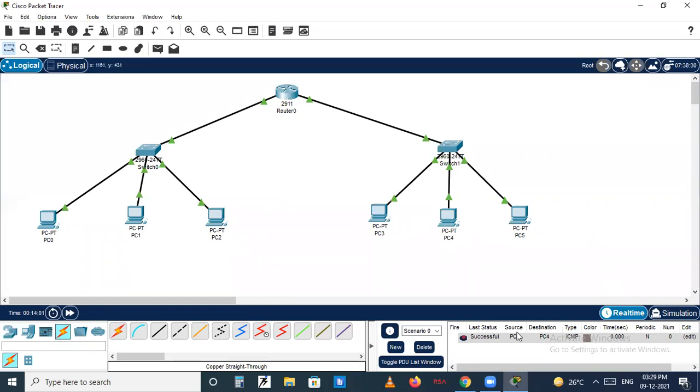Here it is showing successful communication, successful, PC0 to PC4. It is the source and it is the destination. Right? Yes, sir.